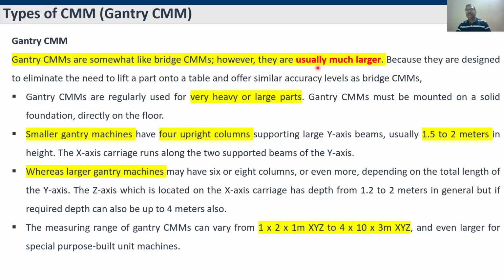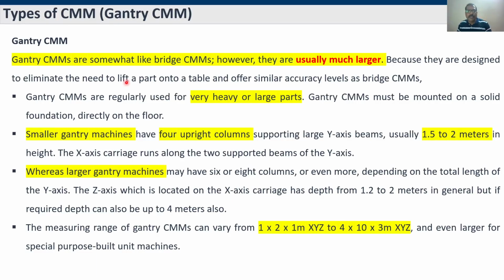Okay, they are usually much larger. They are designed to eliminate the need for lifting the component. So you need not lift the component or part being tested. But in bridge type, you have to load and unload. You need a special attachment or setup to bring the component to the bridge type CMM.